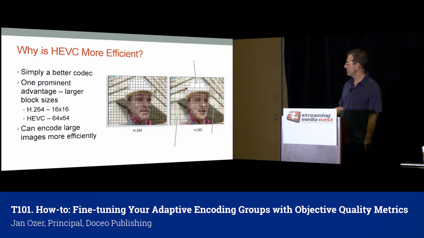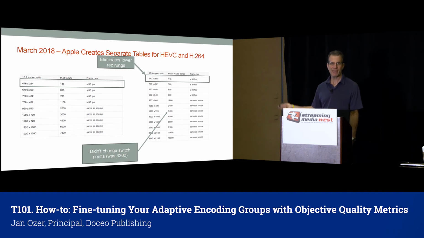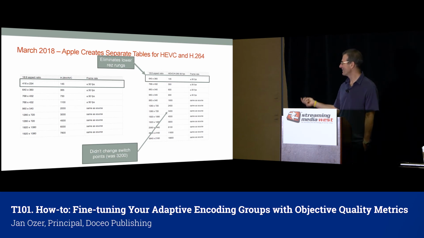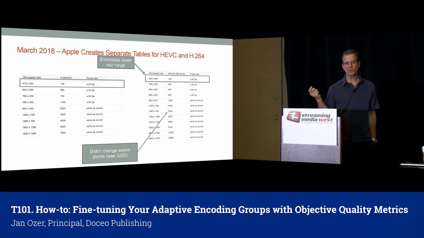Why is HEVC more efficient? Because it has bigger block sizes, and is more efficient in a lot of ways. Then Apple came out with two separate tables for HEVC and H.264. This is the HEVC table, which was the same resolution and same data rate. This is HEVC, which is now 640 by 360 instead of 416 by 234. Long way of patting myself on the back in front of people, but it's really more the fact that you shouldn't use the same encoding ladder for higher quality codecs than you should for H.264. And what they didn't do is they didn't change the switch points.